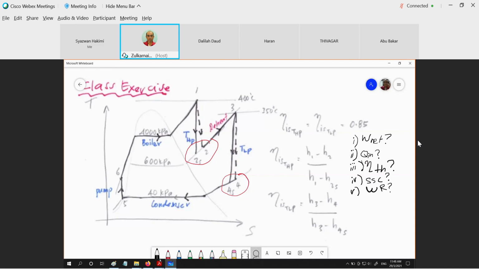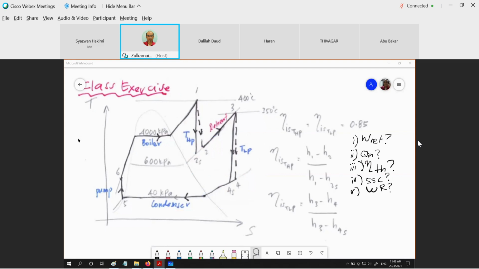So before that, what are we going to do? Before answering 1 to 5, what are we going to do? Find the H value for all. Yes, we are going to find all the H values. How many H in total? We have 6 states, meaning we are going to have 6 enthalpies. And then we have 2 isentropic efficiencies, so additional 2, meaning we are going to have 8 enthalpies. 1, 2, 3, 4, 5, 6, 7, 8. 8 enthalpies.